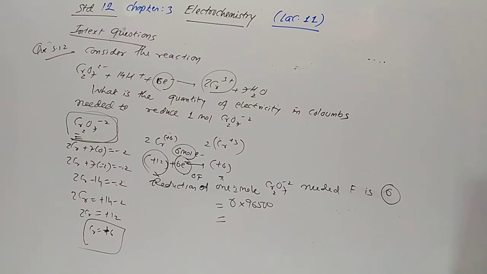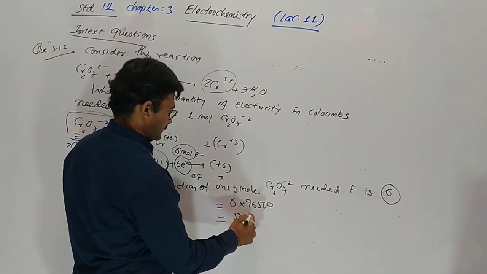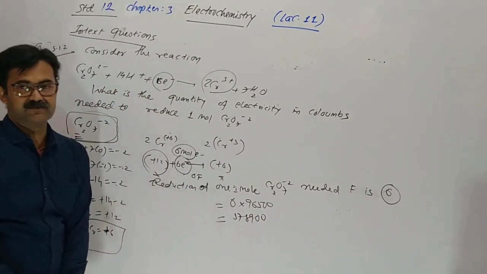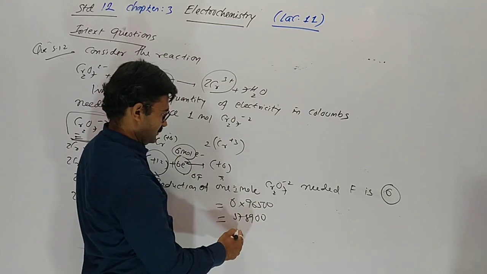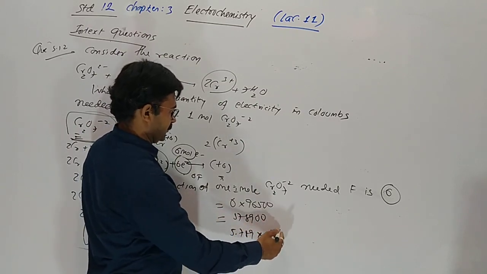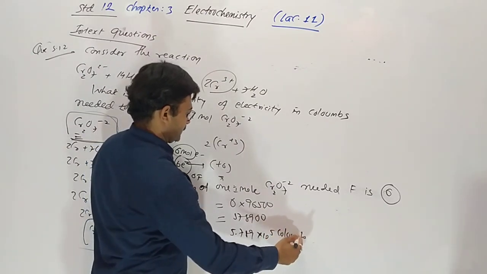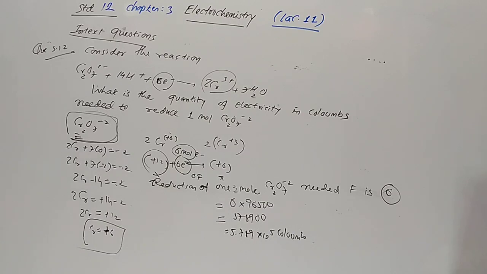6 mole electron is needed. So 6 multiplied by Avogadro number gives 5.789 10 raised to 5 Coulomb is needed. Understood? Are required.